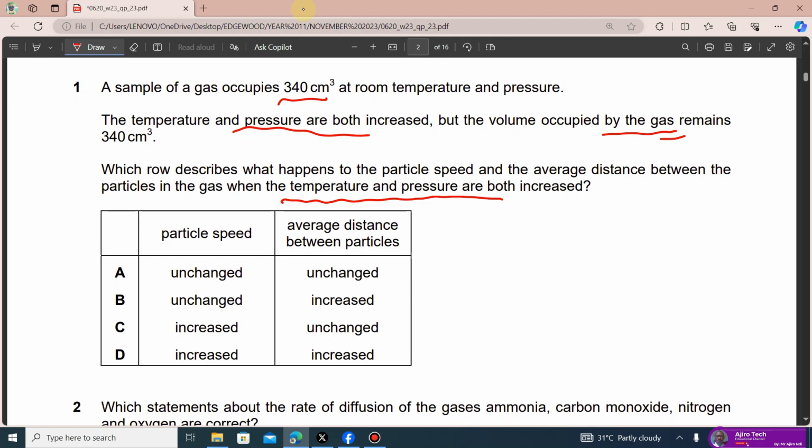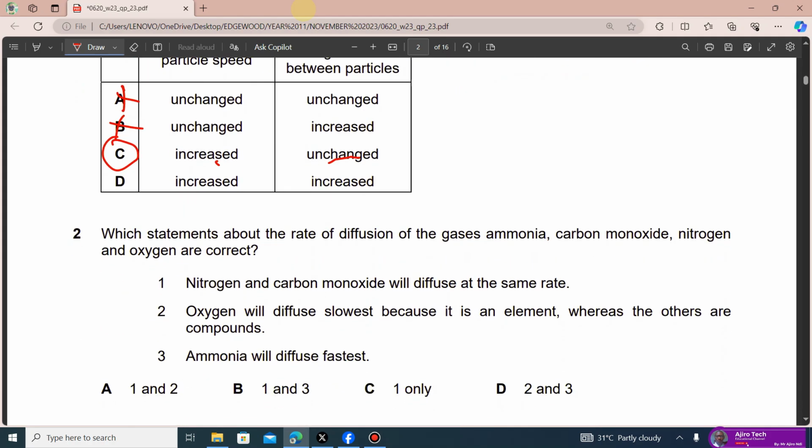So you have from the prior information that when you increase the temperature, the particles of the gas will collide more frequently, and that means the speed of the particles will increase. So option A and B are off, so we're left with C and D. So of course it should increase because they collide more frequently due to the increase in the temperature. Now, what then happens to the average distance between the particles? Because the pressure is equally increased and the volume remains the same, the average distance between the particles equally remains unchanged. All right, so let's go to the next question.